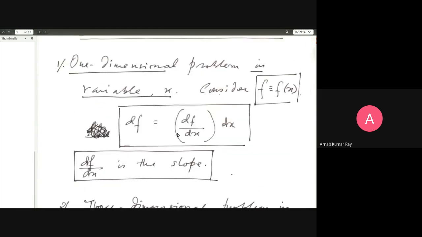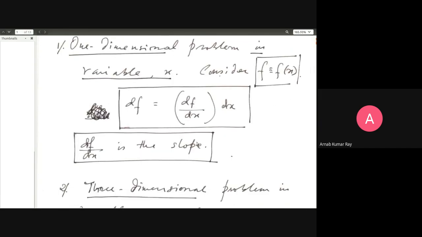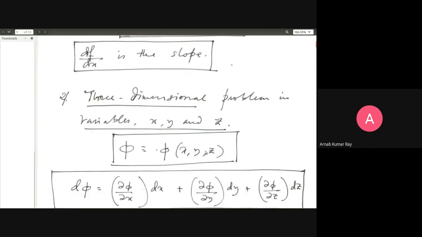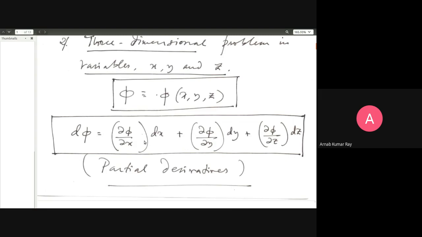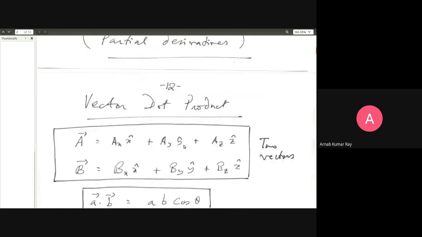So when you increase the number of independent variables, as in this case, you have three independent variables, as in three spatial coordinates, then the variation of the function phi, d phi, will be equal to the sum of the products of the step size times the partial derivative of the function with respect to a particular coordinate. So here you have three terms, three products of partial derivative with respect to a coordinate times its step size, and then you sum up over all the step sizes.